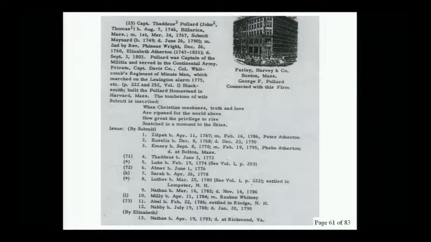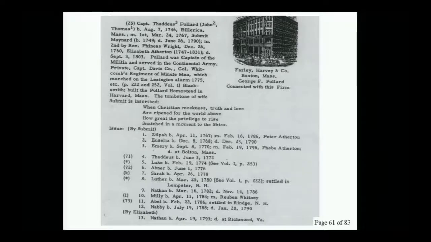And I found in my local library a Pollard genealogy. It was 2 volumes. It was not indexed. It took me 2.5 years to index it, and the only Athertons I found in the book, well, there were 2, and slide 61 shows them to you. Captain Thaddeus Pollard, ring any bells? His first daughter, Zilpah, born in 1767, married in 1786, Peter Atherton. He also had a son who married a Phoebe Atherton. Those are it. Those are the only Athertons in the whole 2 volumes.